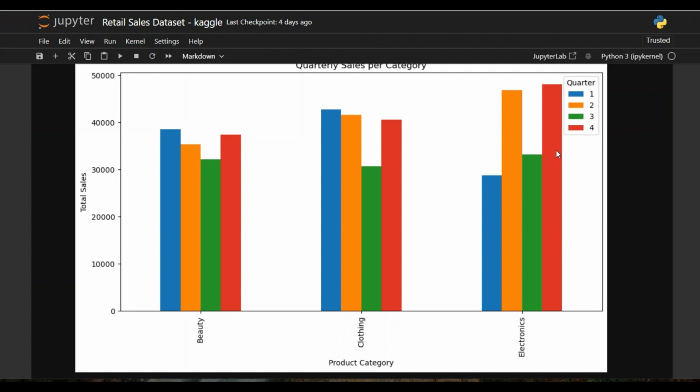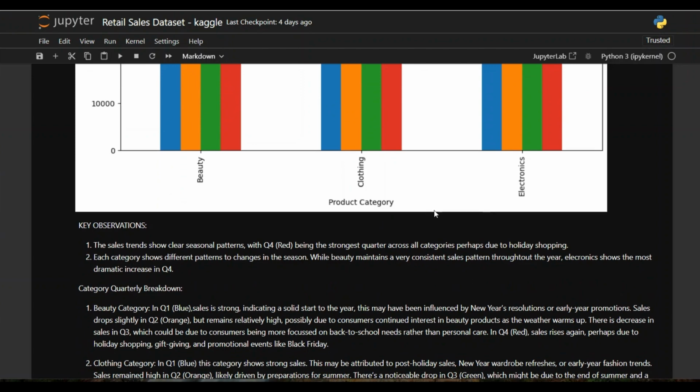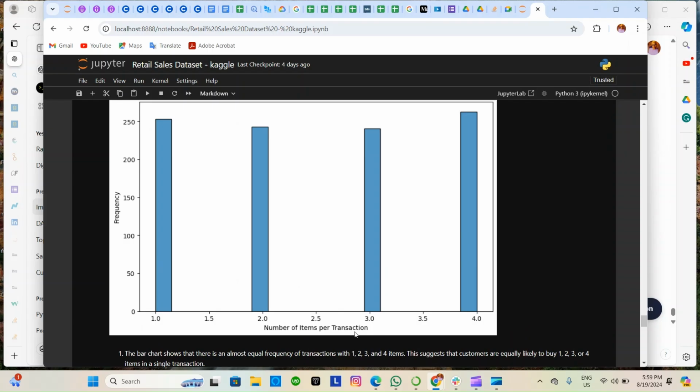In the first quarter, people are buying more clothing and beauty products. For the second quarter, people are buying more clothing and more electronics. So this is a definite pattern that the company can study. Then the number of transactions and the frequency of items being bought, the number of items being bought per transaction.